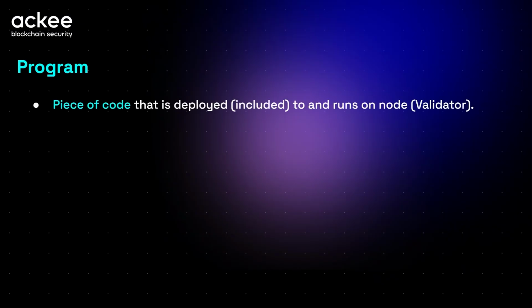A program is a piece of code that is deployed, or in brackets included, to and runs on the node. I have specified validator here, but we were also discussing RPC nodes. That means you create a Solana program in Rust, then you compile it and you have the binary file, and then you can deploy this binary file to the validators or nodes of the desired cluster, and then other users can interact with your program.